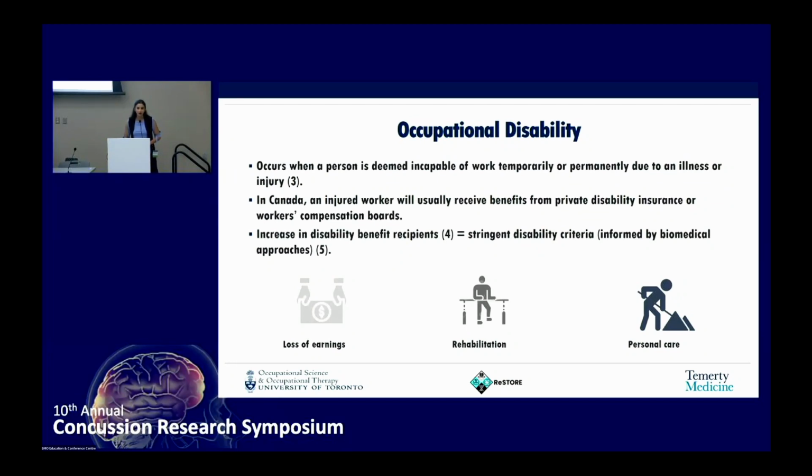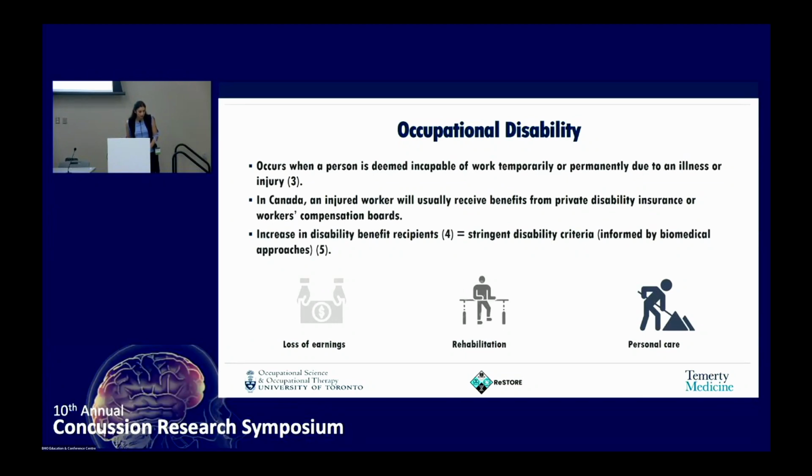So we see worldwide an increase in benefit recipients for workplace disability. This has resulted in more stringent disability criteria that are largely informed by biomedical approaches. Often we see that disability insurers require objective measurable evidence for an injury. As we reviewed the concussion symptoms previously, sometimes they can fall within the domains of psychosocial or sleep, and so something like irritability is quite hard to capture when we're speaking of disability criteria.